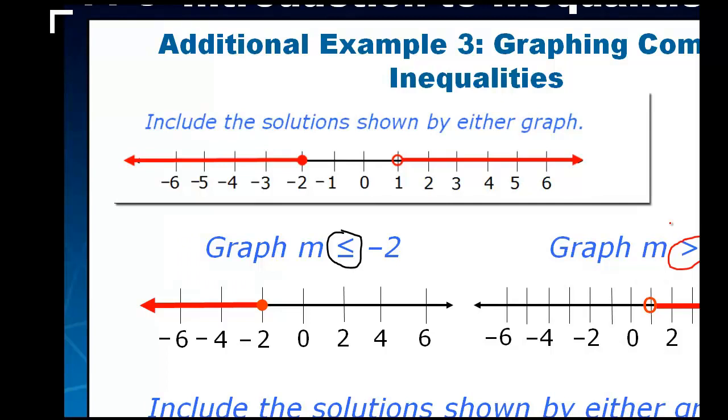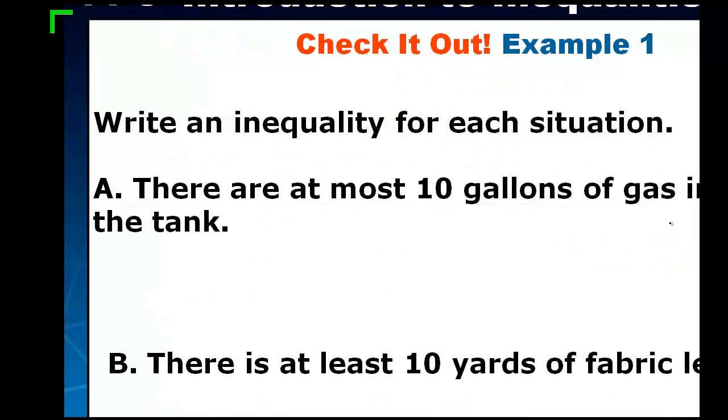Now we will combine these two graphs. Okay, we have here one number line from -2 smaller, from 1 open circle bigger. So this is the set of solution. That's clear.